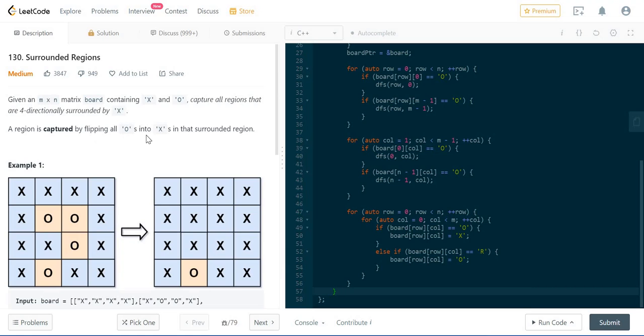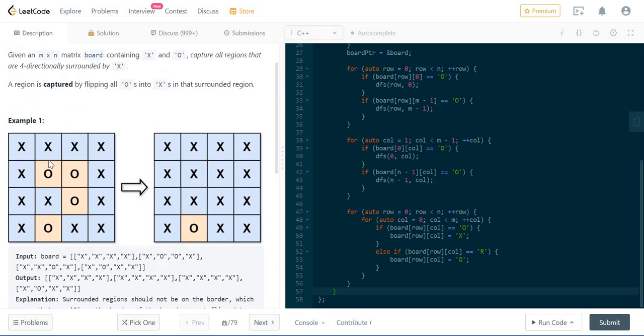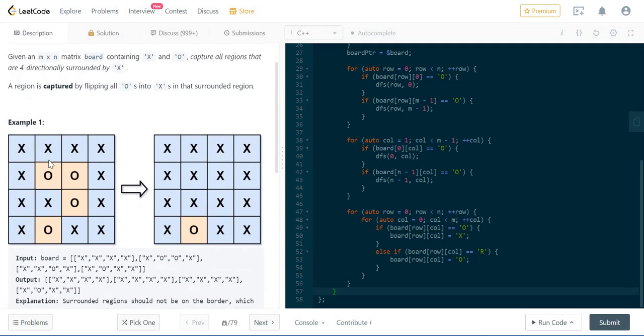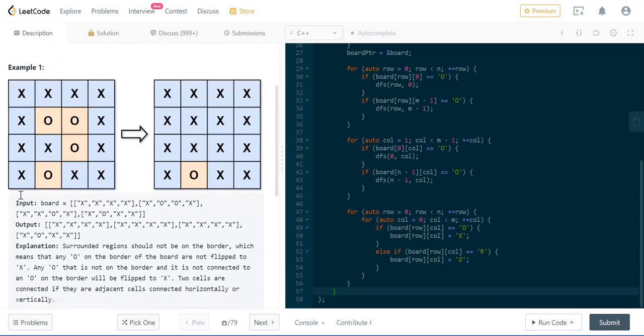So this question is very basic, not basic in terms of understanding, but a very easy question. You might have understood that this will be a board of some dimension and each cell of this board will contain either X or O, and we have to capture all the O's. A region is captured if we flip the O to X, and if it is X then it is already captured, so we need not capture it.